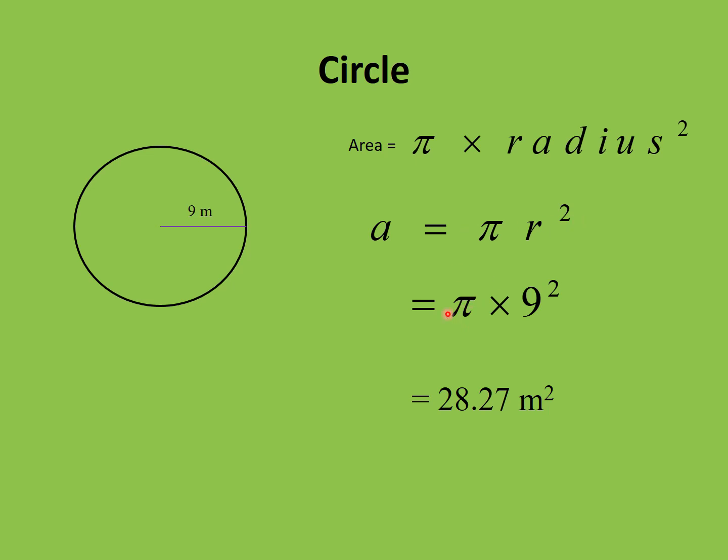So pi r squared becomes pi times 9 squared. Notice over here, 9 over there, 9 meters long, that radius. So we'll multiply by 9 squared. Answer 28.27, rounded to 2 decimal places, which is generally the way we work.